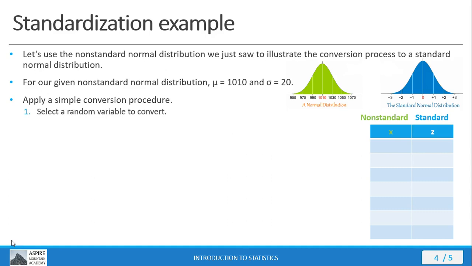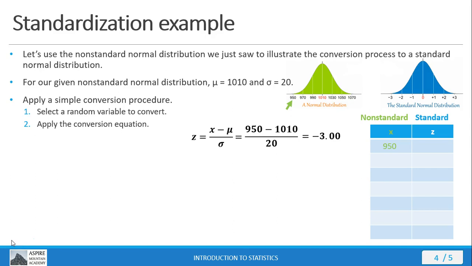First, we select a random variable to convert. Let's start with the one on the left edge, 950. I'm going to put that in my table, and then apply my conversion equation. To go from the non-standard to the standard normal distribution, I have to use the z-score equation. I put in the values I have: the random variable I've selected is 950, the mean value is 1010, and the standard deviation on the bottom of my fraction is 20. I punch those numbers out, and out comes -3. I put that in my table.